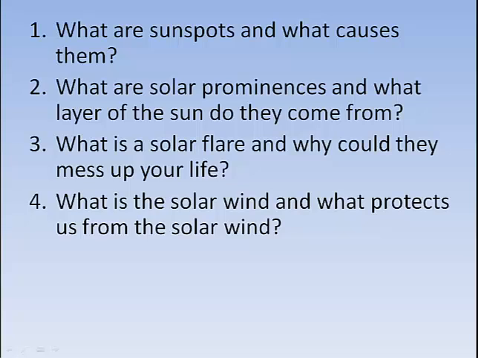What are sunspots and what causes them? Sunspots are dark areas on the photosphere, or the visible surface of the sun, and they're caused by magnetic influences within the sun.